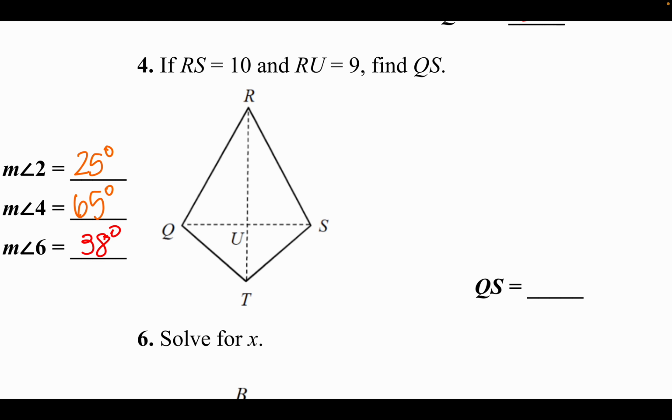Okay, number 4. RS is 10. RU is 9. We want to find QS. So that's the whole segment right there. Well, one thing we have to do before finding QS is we're going to actually have to find US. Because if we look at this triangle right here, we have a 90-degree angle. We can call this X. We can use Pythagorean theorem.